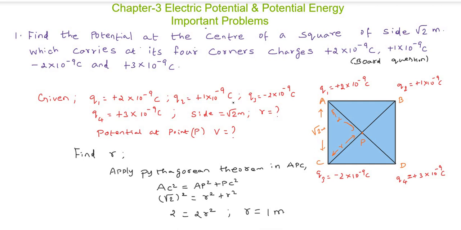With the board question papers. First sum, find the potential at the center of a square of side root 2 meter which carries at its four corners charges plus 2 into 10 power minus 9 coulomb, plus 1 into 10 power minus 9 coulomb, minus 2 into 10 power minus 9 coulomb, and plus 3 into 10 power minus 9 coulomb.